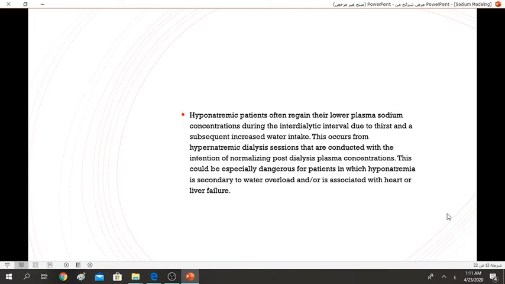Hyponatremic patients often regain their lower plasma sodium concentrations during the interdialytic interval due to thirst and subsequent increased water intake. This occurs from hypernatremic dialysis sessions that are conducted with the intention of normalizing post-dialysis plasma concentration. This could be especially dangerous for patients in which hyponatremia is secondary to water overload and/or is associated with heart or liver failure.